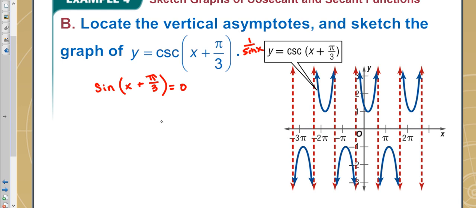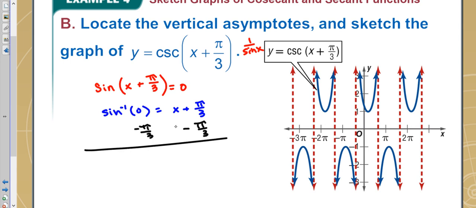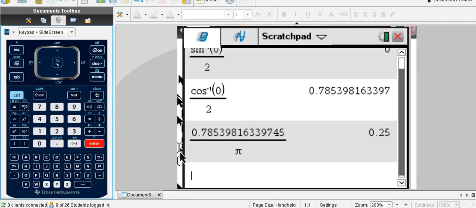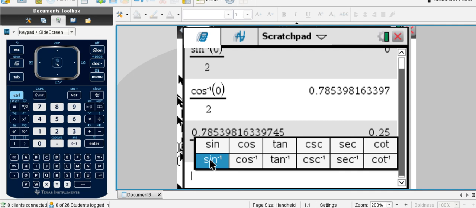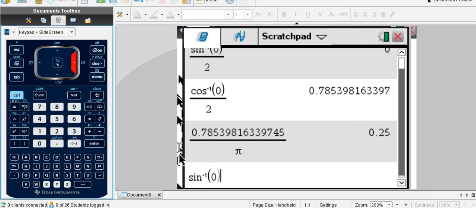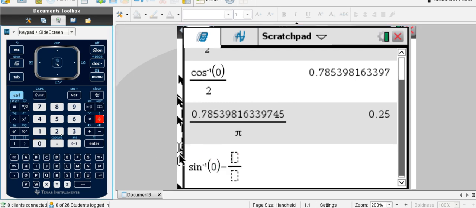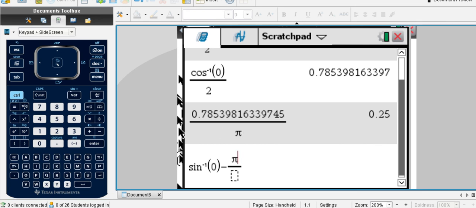Well, we first take an inverse. So sine inverse of 0 is equal to x plus pi over 3. To get x by itself, we subtract the pi over 3 from both sides. And so this needs to stay outside the inverse, so we get sine inverse of 0 minus pi over 3 will equal our asymptote. Let's go to our calculators. So we take the sine inverse of 0, and we're going to subtract pi over 3.